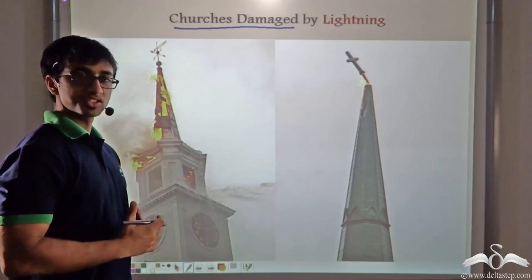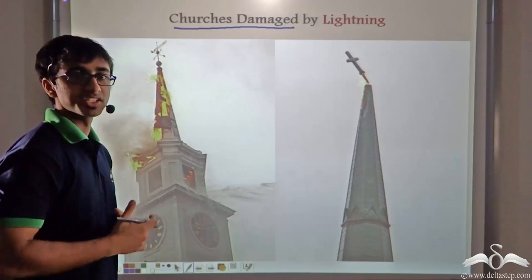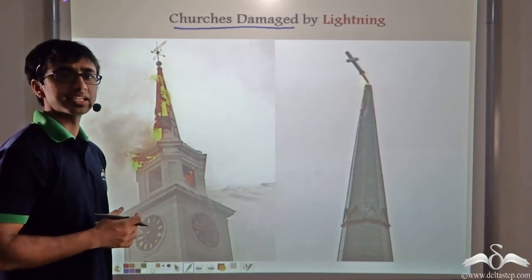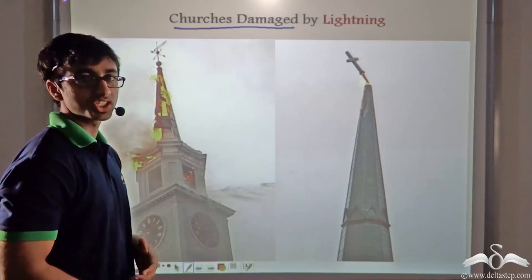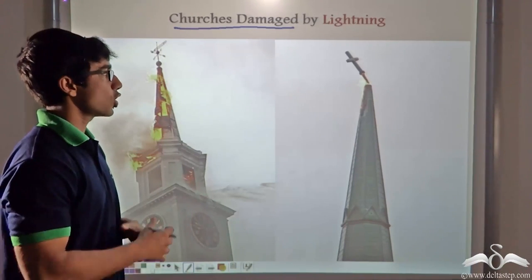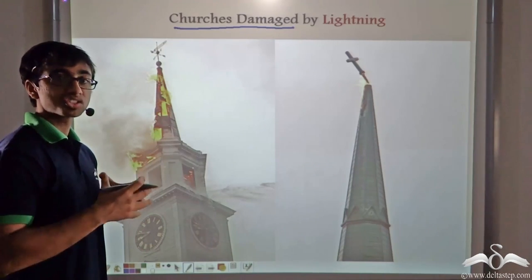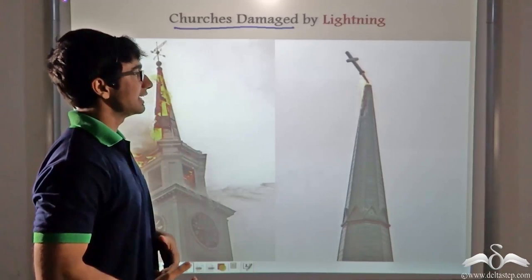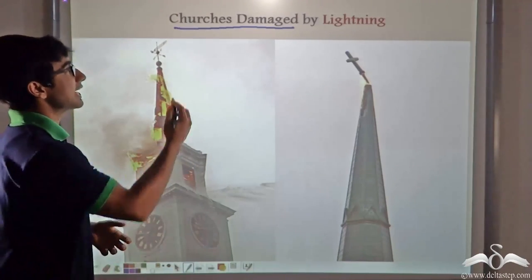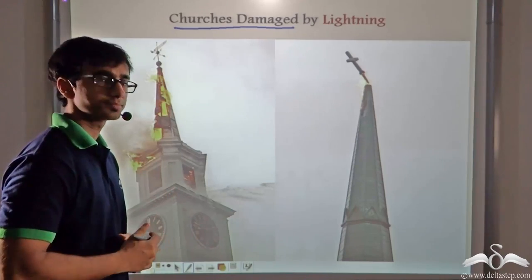Now, there are certain regions on the earth which are elevated or slightly higher than other regions. These regions can include hills or even tall buildings and tall structures like churches. So, on these churches, because they are higher than the rest, the positive charge concentration is more. And as a result, they have a greater risk of getting damaged by lightning than other objects that are not so high up.